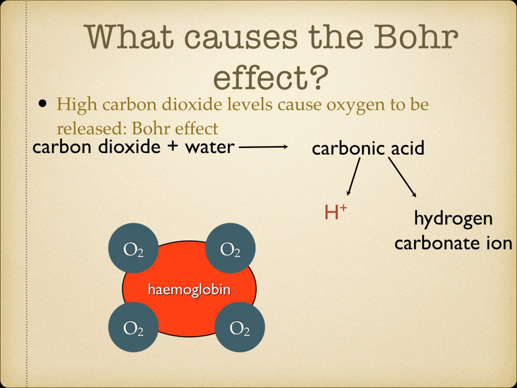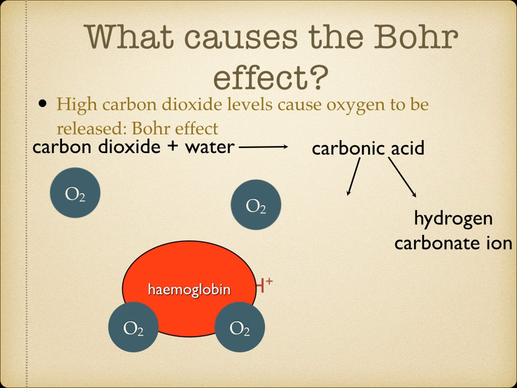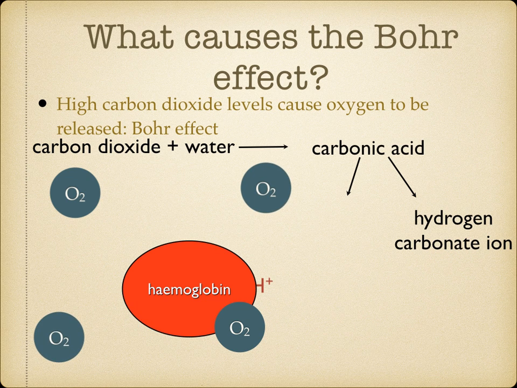High carbon dioxide levels cause oxygen to be released because the hydrogen ion concentration from the dissolved carbon dioxide lowers the pH, causing hemoglobin to release oxygen. Low pH caused by other chemicals, for example lactate, also reduces hemoglobin's affinity for oxygen in the same way. Here you can see the hydrogen ion is causing the oxygen to be dissociated from the hemoglobin.